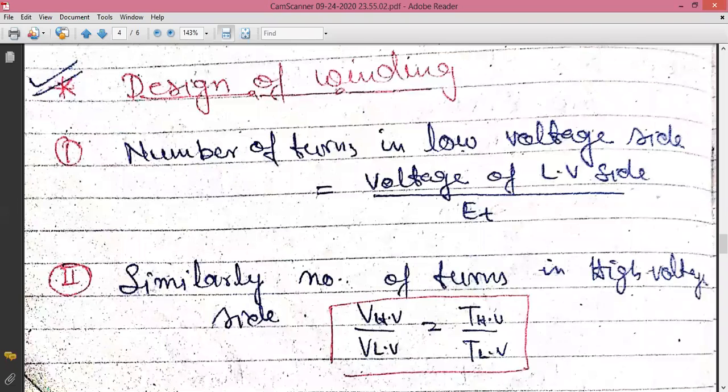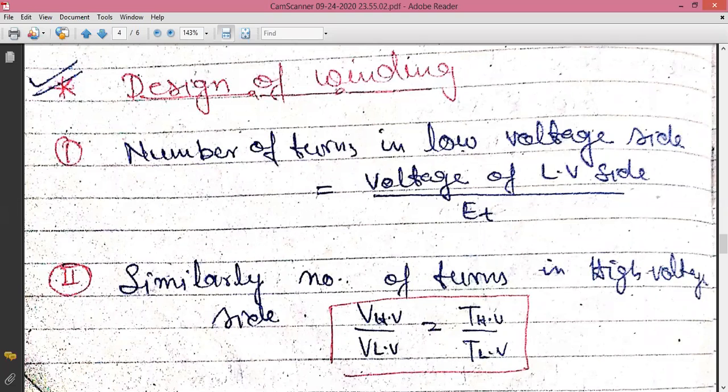So first of all you have to calculate its low voltage turns rather than the primary turns, rather than the secondary turns. We have to calculate its low voltage side turn. Now in particular numerical, what is the voltage we have given? We have given 11,000 by 400 volt.